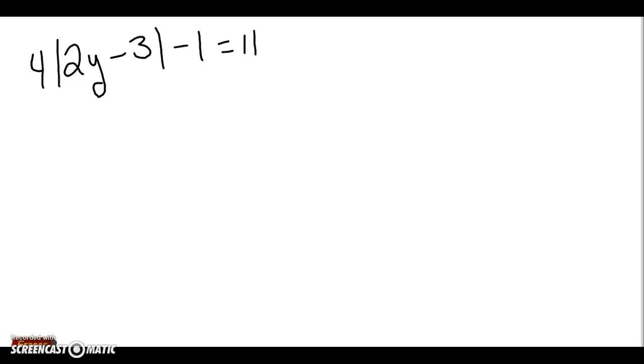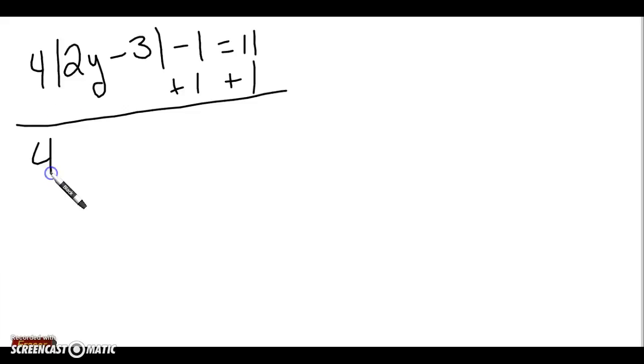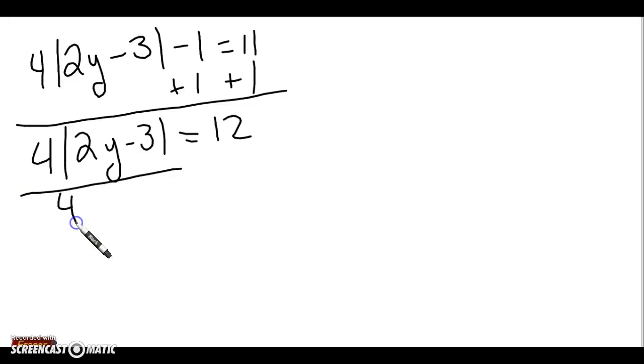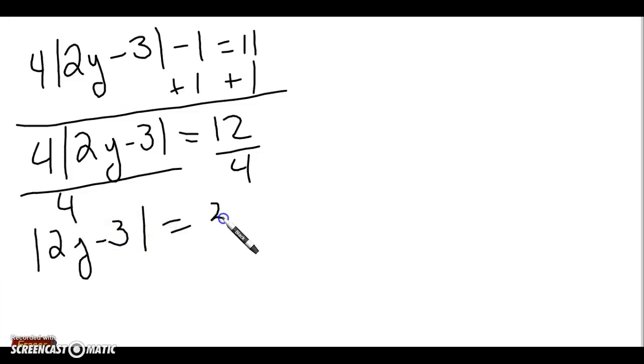So the first thing when I'm solving absolute value equations is to solve for the absolute value. So I'm going to add 1 to both sides to get my absolute value by itself. And I get 4 times the absolute value of 2y minus 3 equals 12. Next, I'm going to divide by 4. And I get the absolute value of 2y minus 3 equals 3.